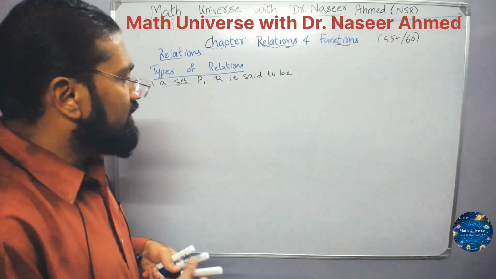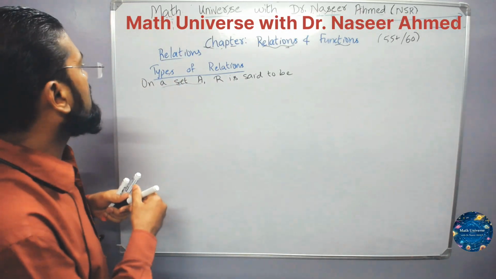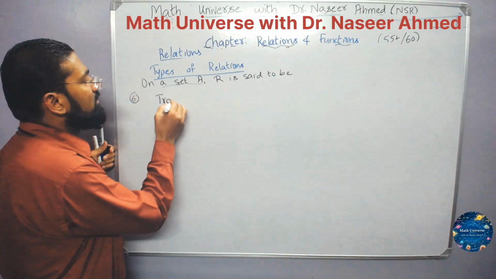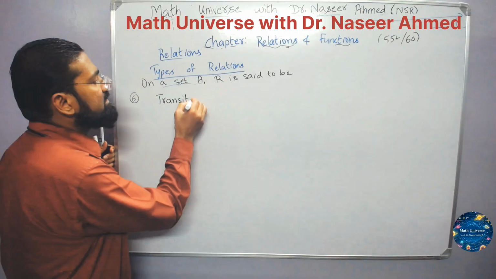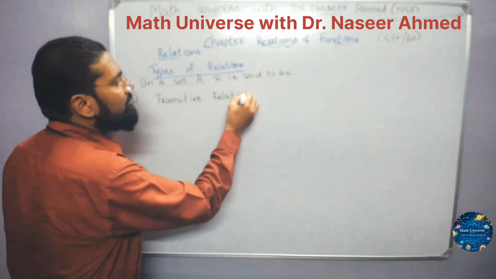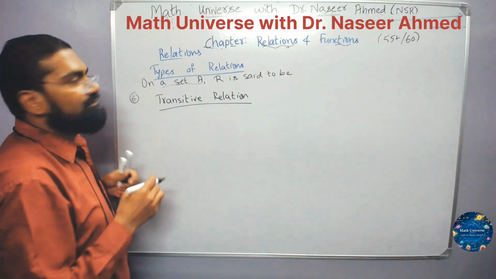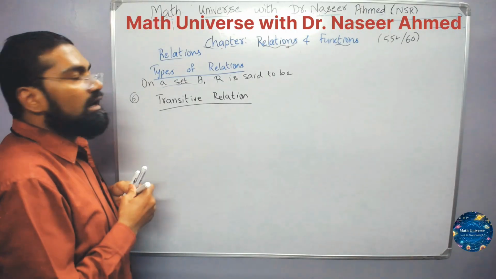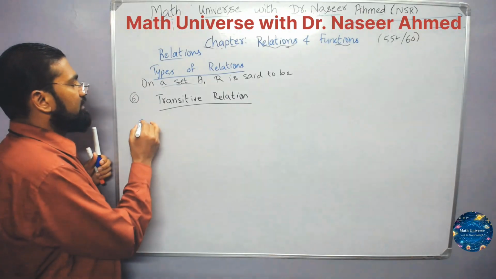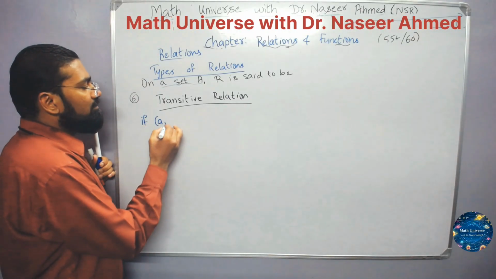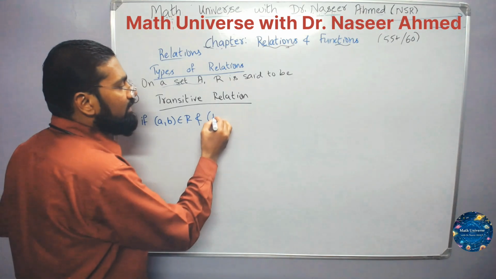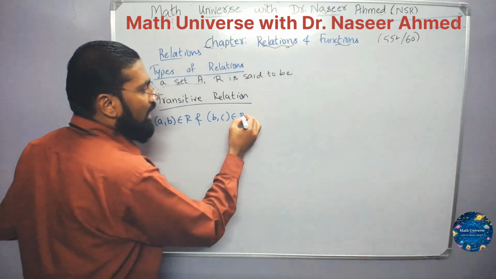Okay. Now let us move on to, I think, 1, 2, 3, 4, 5. Okay, sixth one, transitive relation. Now, what is this transitive relation? Again, a relation R on a set A. R is said to be transitive relation if (A, B) belongs to R and (B, C) belongs to R.